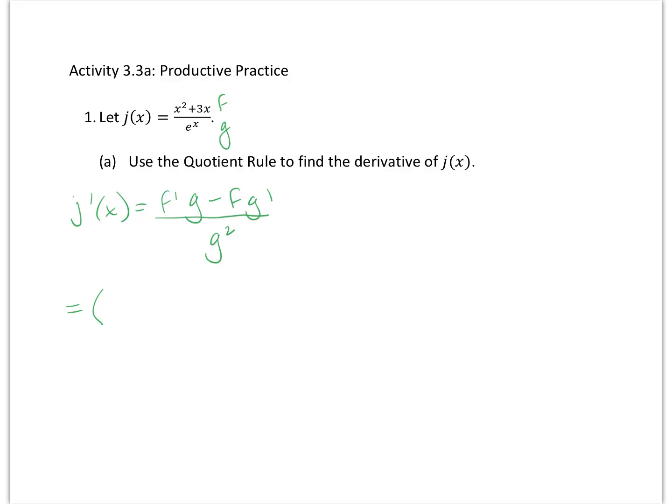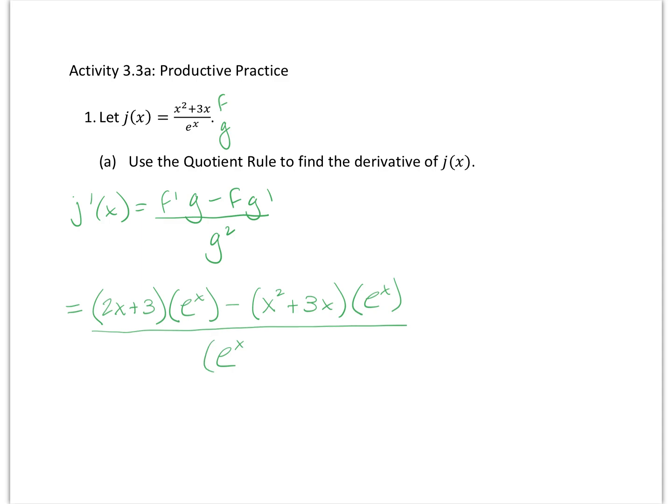The derivative of x squared plus 3x is 2x plus 3. That's my f prime. And then times g, which is e to the x. So I don't change g at all. It's just the function itself. We're just copying it. Then minus f with no derivative, just plain old f, x squared plus 3x, times the derivative of g. And the derivative of e to the x is e to the x, all over g squared. So this is e to the x squared.